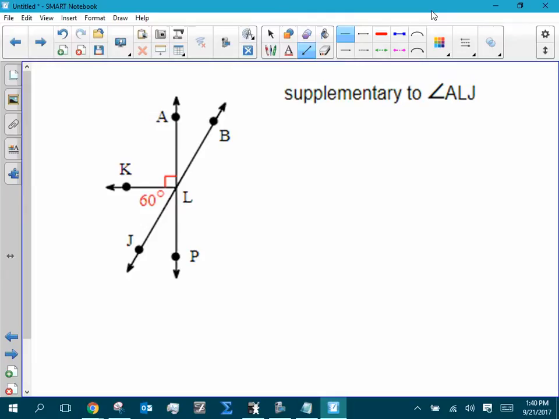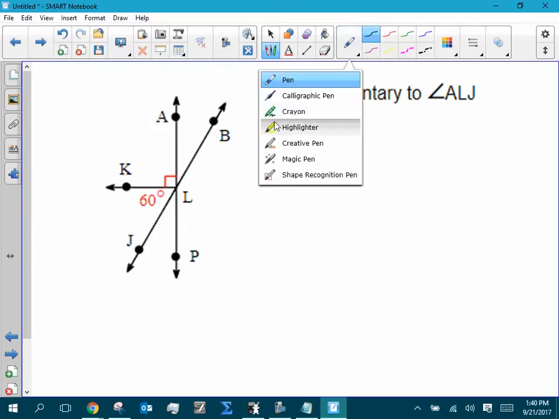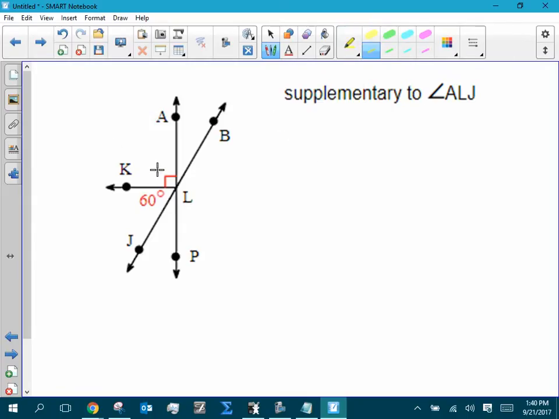So we want to figure out what angles here are supplementary to ALJ. I'm just going to highlight ALJ to make it a little bit easier to talk about. You can redraw it. No, too much work. It's not the same. All right, so we're looking at that angle. That's ALJ. So we want to think about what angle will help create supplementary.